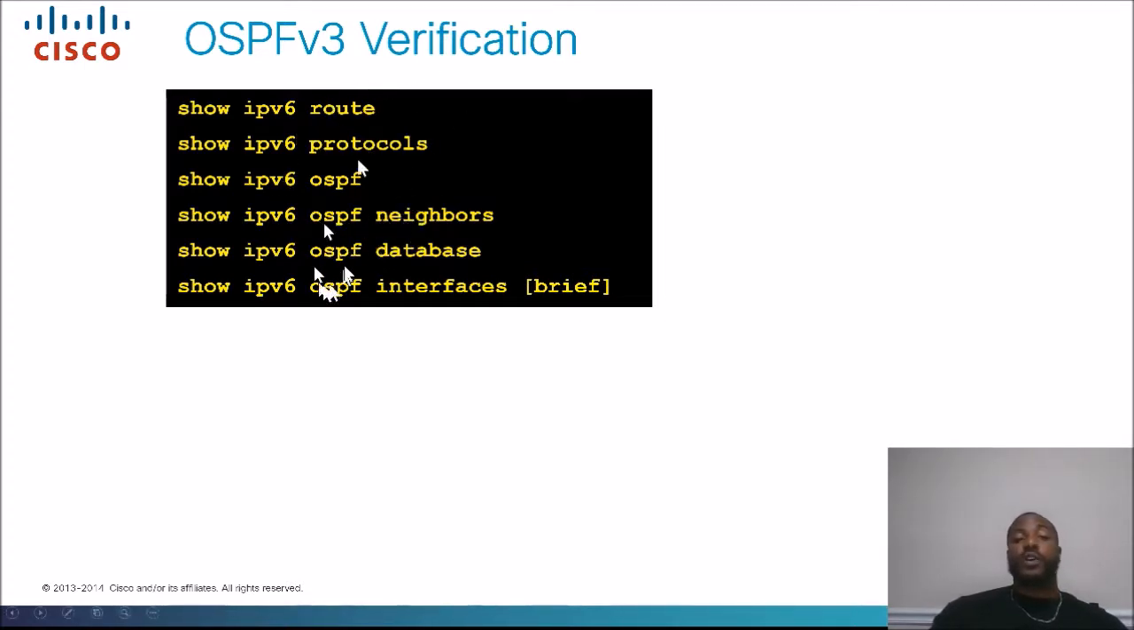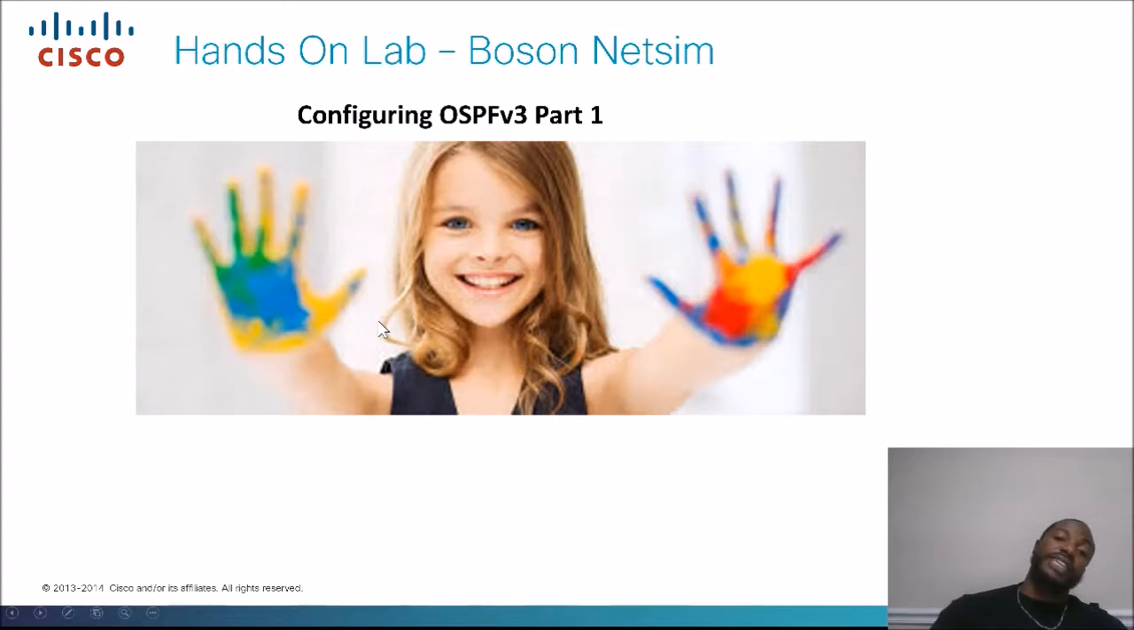Here are some various show commands. It's pretty much the same thing as OSPF version 2 for IPv4. We just add the IPv6 keyword. That's it. Instead of show ip route, we do show ipv6 route. Instead of show ip protocols, we do show ipv6 protocols, and so on and so forth. Let's go ahead and fire up Boson NetSim and run this lab, configuring OSPFv3 part 1.